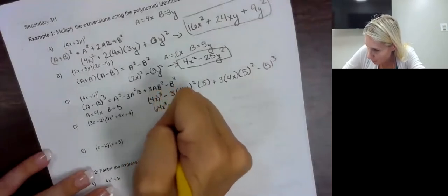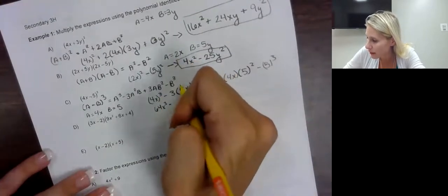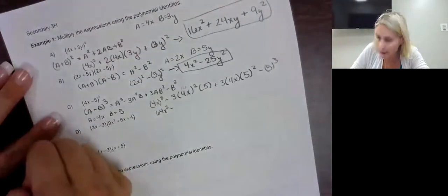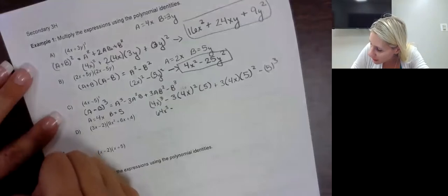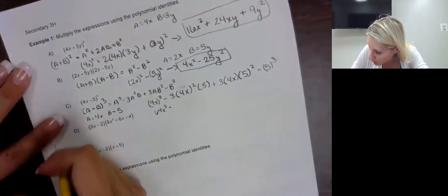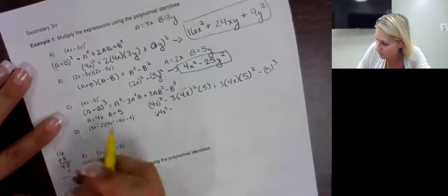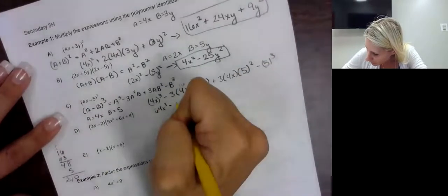minus, let's see, let's do it this way. Oh, this is 16. Gosh, I need my calculator now. So let me just do this on the side. I don't have my calculator with me. So 16 times 3, 48. 48 times 5 is 240. Did you guys get 240?